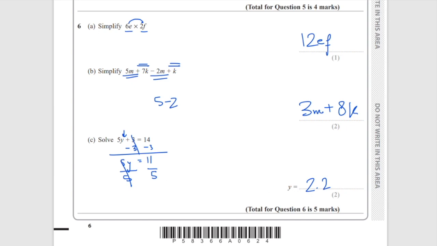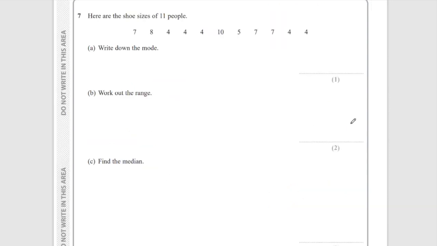Okay, let's move on to next question. Here are the shoe sizes of 11 people. First question is write down the mode. Mode is the number which comes most often. So I can see 4 is coming like 5 times here. So this is our mode.